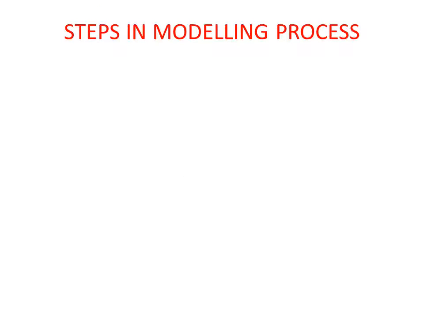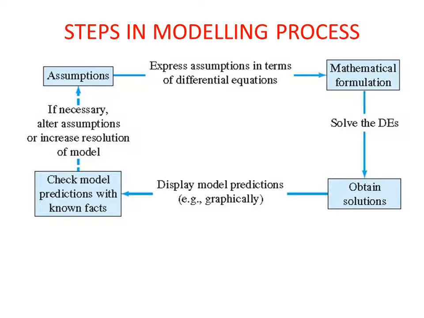Steps in the modeling process. There are 4 steps, starting from assumption: express the assumption in terms of differential equations, which goes to mathematical formulation; solve the differential equation to obtain the solution; display the model prediction to check it with known facts, and if necessary alter the assumption or increase the resolution of the model.